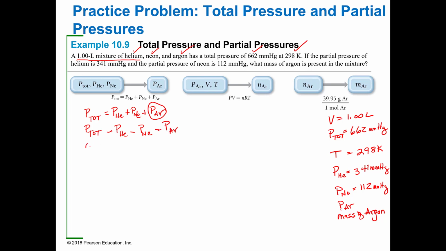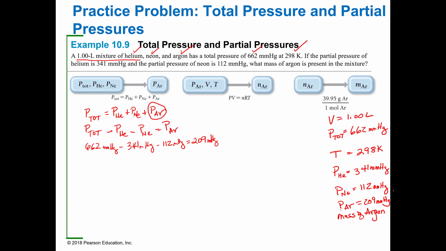Okay, so that's 662 millimeters of mercury minus the helium, which is 341 millimeters of mercury, minus the neon, which is 112 millimeters of mercury, and that's going to give me 209. All right, so my argon is 209 millimeters of mercury. So even though it didn't tell me what that was, it gave me the information in order to calculate it.